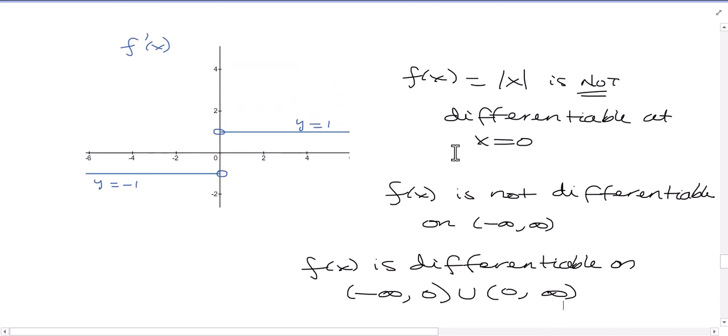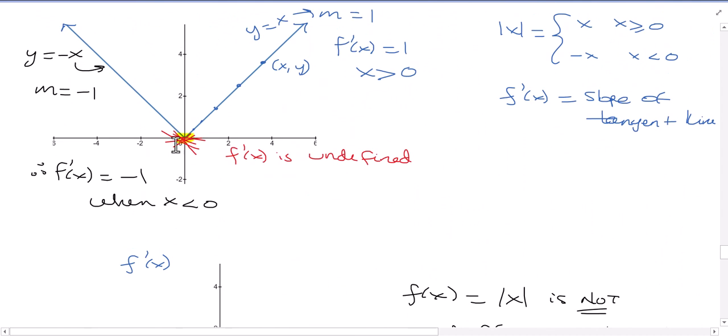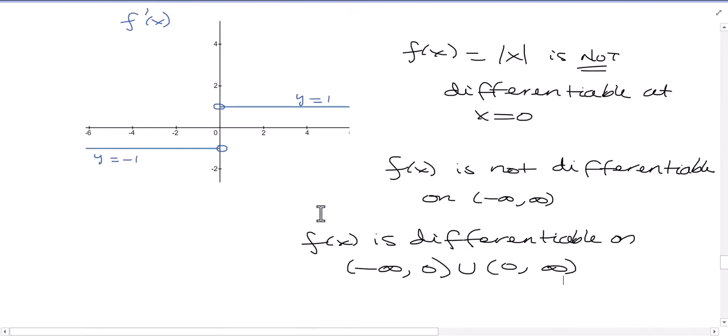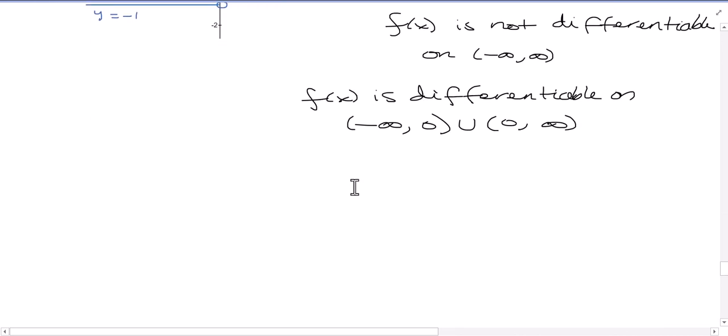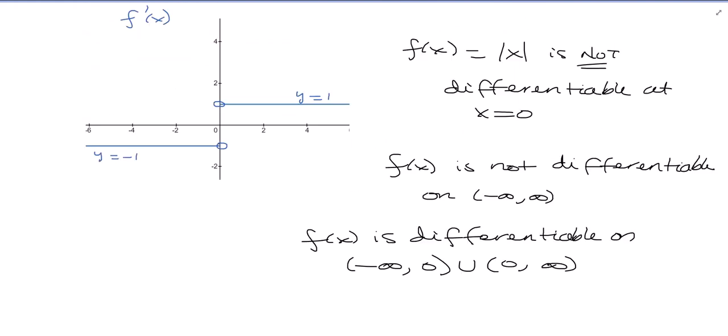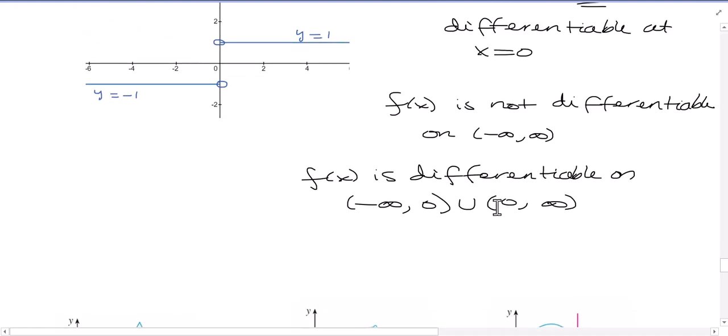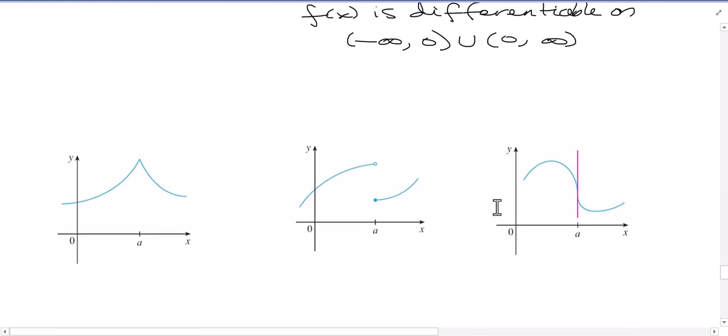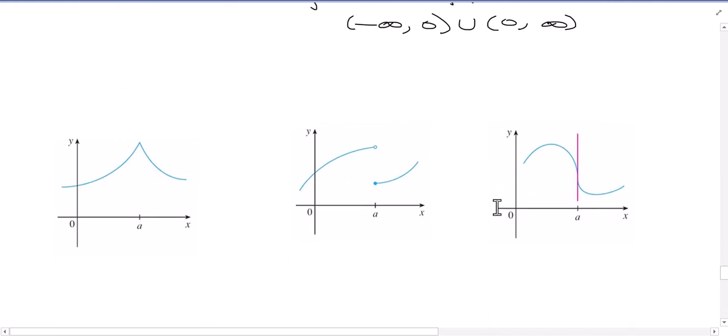So what does it mean to be differentiable? That means we can draw a tangent line there and find the slope of that tangent line. And so we have three different ways to tell if a function is differentiable, or I should say not differentiable. So a function is not differentiable if it has a corner. So in this case, in the first picture, we have a corner. So then f of x is not differentiable.